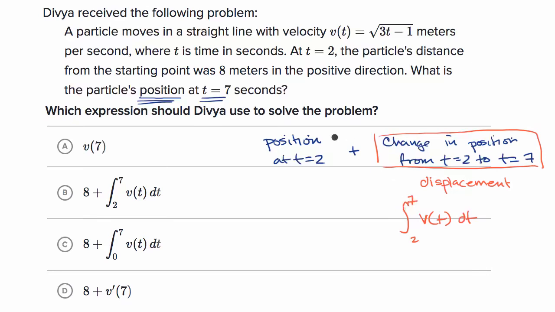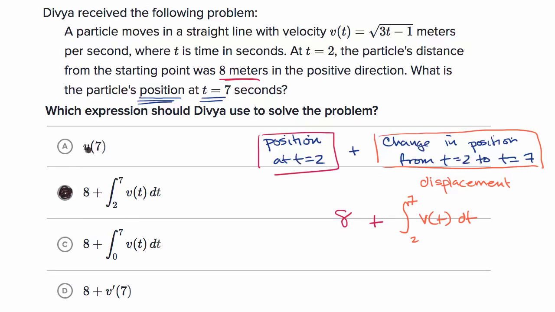So if they said, what is our change in position from time 2 to time 7, it would be just this expression. But they want Divya to figure out what is the particle's position at t equals 7 seconds. So what you'd want is your position at t equals 2, and we know what that is. It was 8 meters in the positive direction, so we could just call that positive 8 meters. So it's going to be 8 plus your change in position, which is your displacement. And we can see this choice right over there, and that's what we would pick.